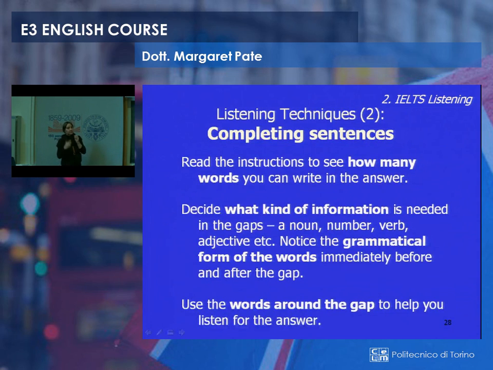Okay. So read the instructions, see how many words you write when you're completing sentences. Decide what kind of information is missing, a noun, a number, a verb. Think about the grammatical form of the words before and after the space to help you understand what's missing. And use the words in the sentences to help you locate when you're listening, when the information arrives. So try to keep the words from the sentences in your memory because they may be similar to the ones that you'll hear, and you will hear then much more easily the missing information.